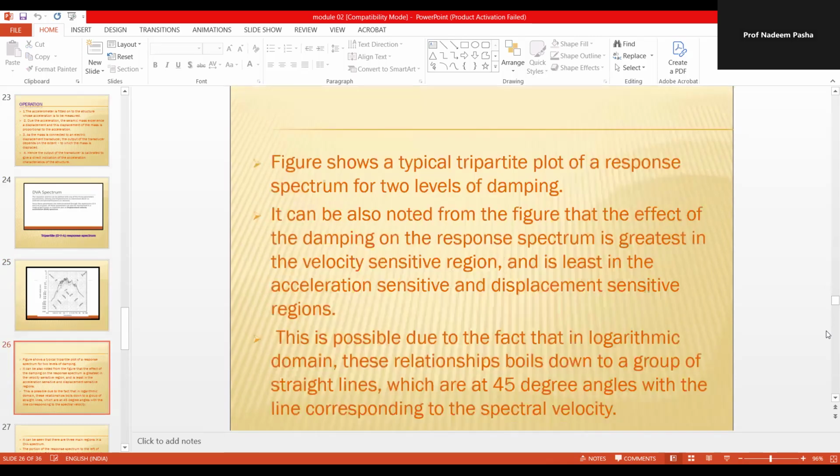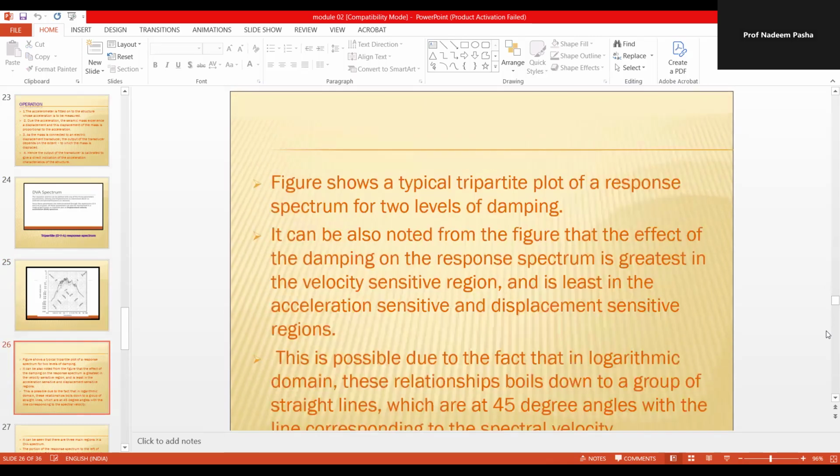The figure shows a typical tripartite plot of response spectrum for two damping levels. It can also be noted from the figure that the effect of the damping on the response spectrum is greatest in the velocity sensitive region and is less in the acceleration sensitive or displacement sensitive region.